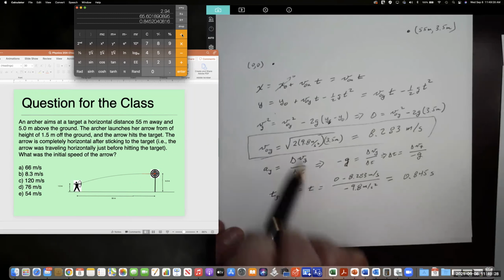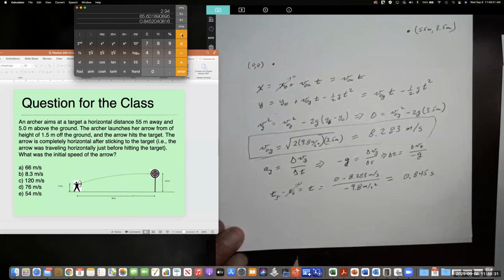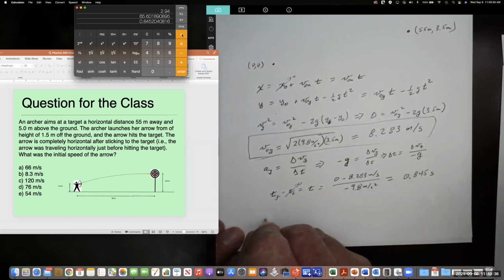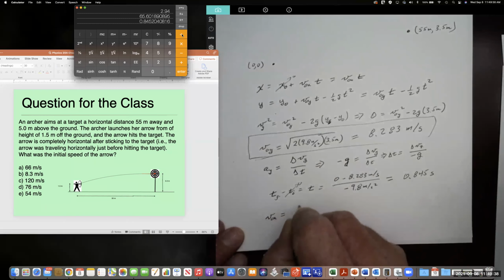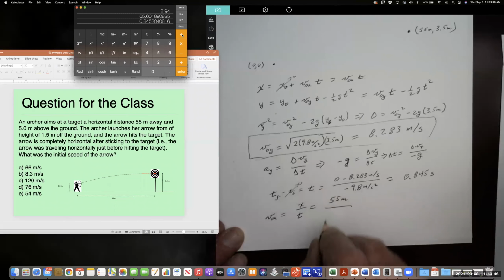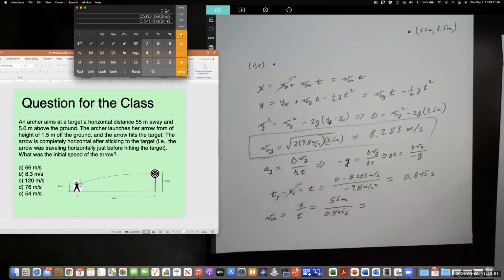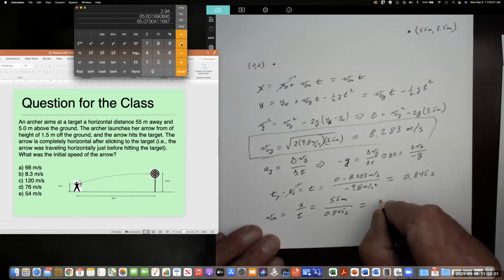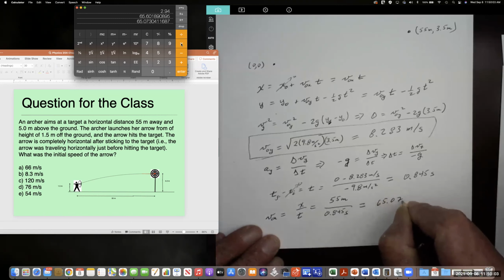Now, x is equal to v0x times t, and we have t. So v0x is equal to x over t, which is equal to 55 meters over 0.845 seconds, which is equal to 65.07 meters per second.